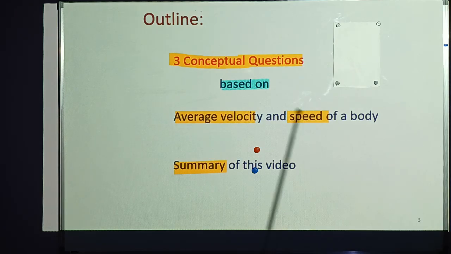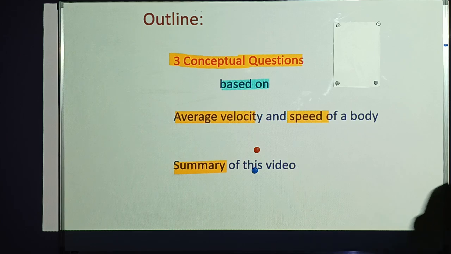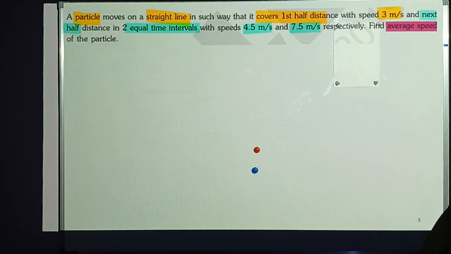In this video, I will discuss 3 conceptual questions based on calculation of average velocity and speed of a body. Finally, I will summarize this video. This is the first question.